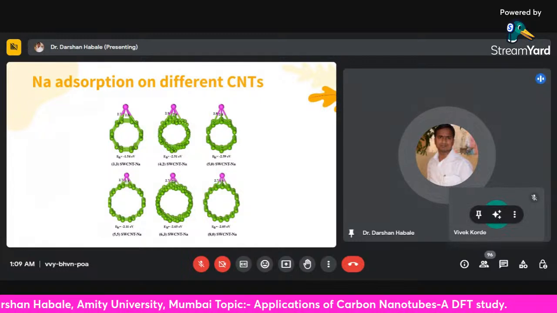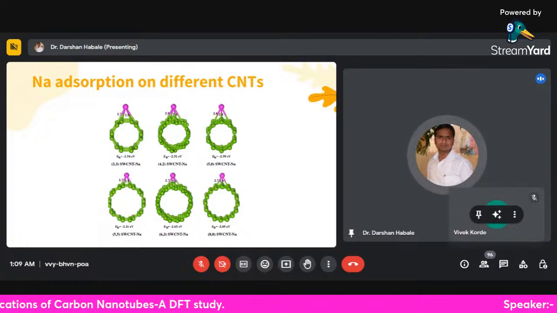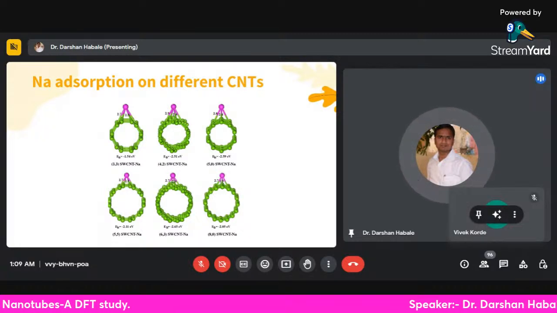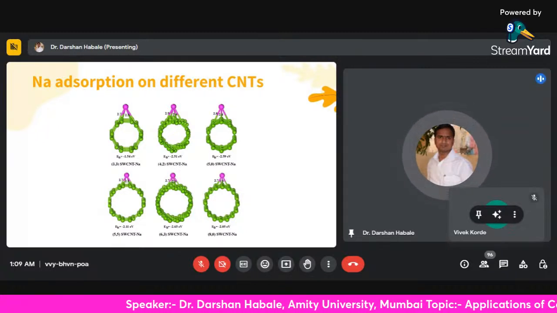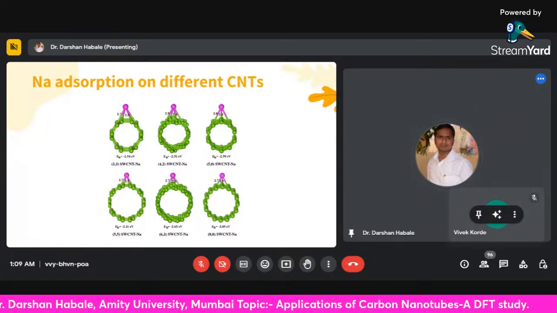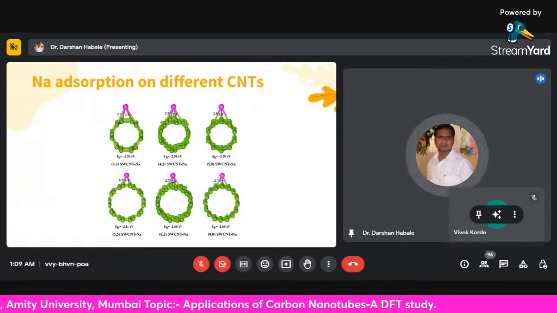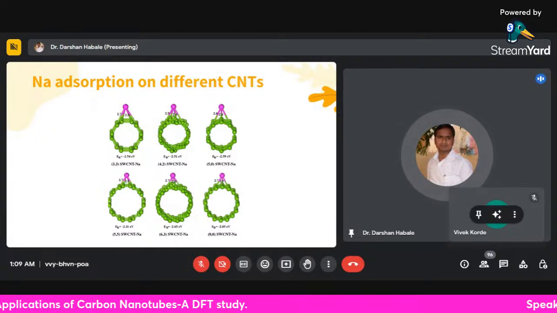About the nanotubes, about 6 different types of nanotubes we tested. Here, that is a chiral type of nanotube, SWCNT. SWCNT stands for single wall carbon nanotube. We have multi-wall carbon nanotubes and single wall carbon nanotubes; here we have used only single wall carbon nanotubes. So this is the 33 SWCNT. Another one is 42 SWCNT.